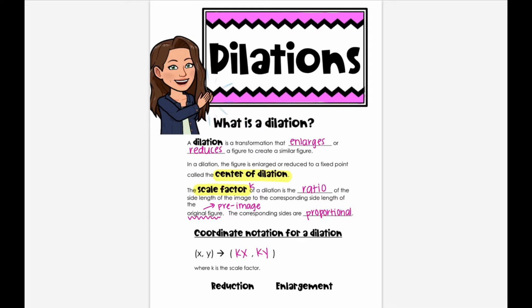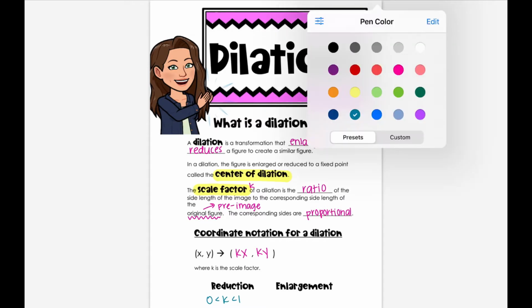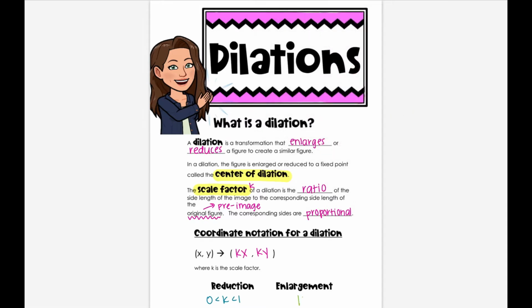So a reduction would be when your scale factor is less than 1 but bigger than 0. You won't see negative numbers in here, so between 0 and 1. And for an enlargement, so if your figure gets larger, that would happen when k is bigger than 1.